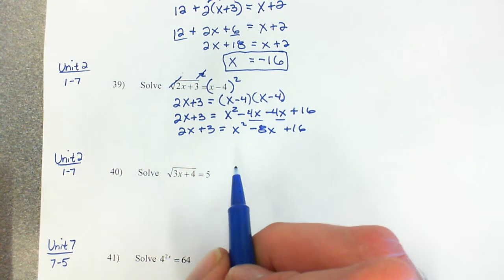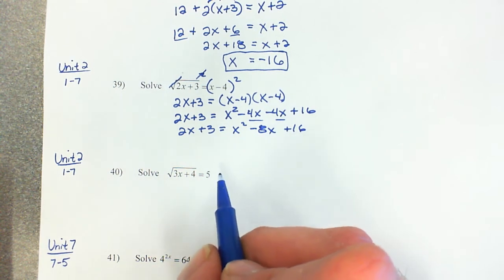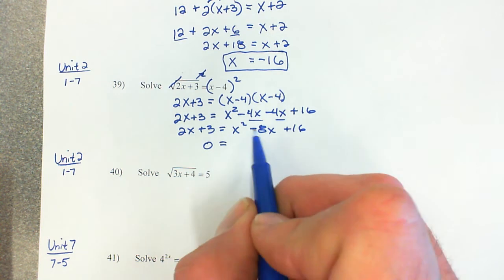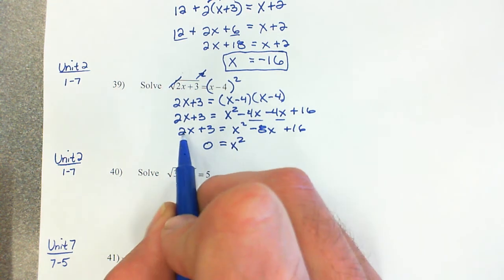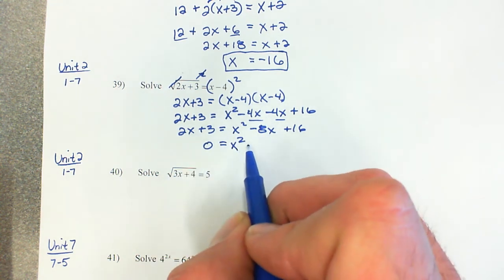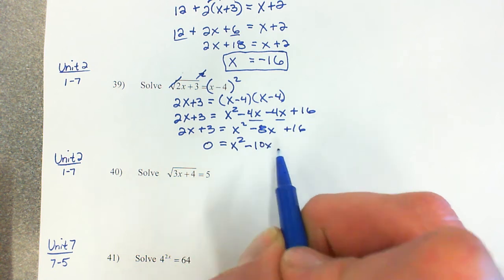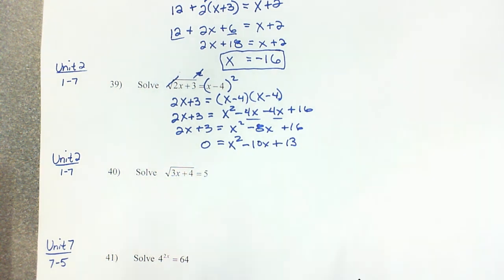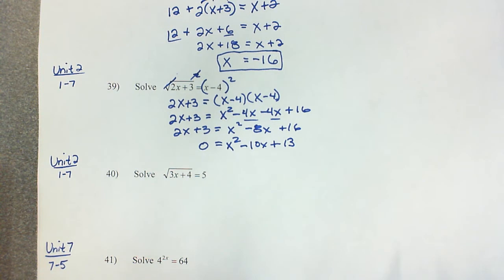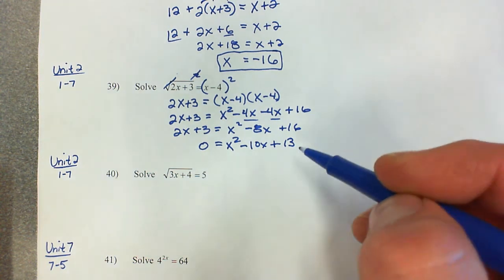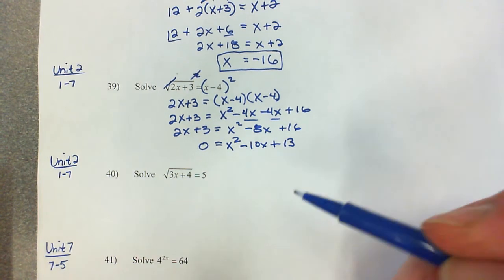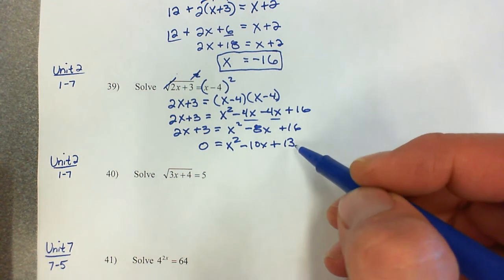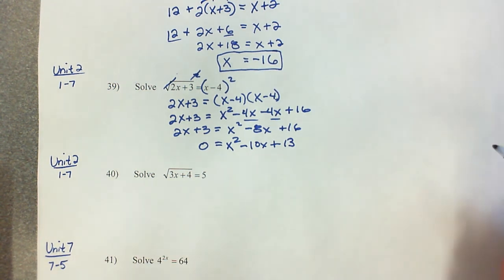Now, because we have an x squared left in the equation, that means we're going to have to set it equal to 0, because it's a quadratic. So I'm going to bring these terms over. So this is x squared. Subtract 2x from negative 8x, gets you negative 10x. And subtract 3 from 16, and that gets you 13. Okay. Now here on this one, are there factors of 13 that can get you 10? Doesn't look like it, because the only factors of 13 are 1 and 13, and there's no way to get a 10 out of that.